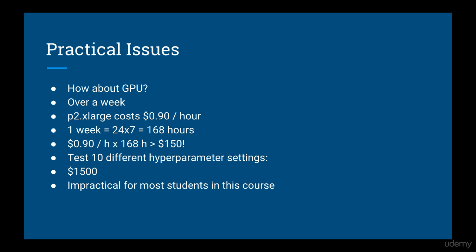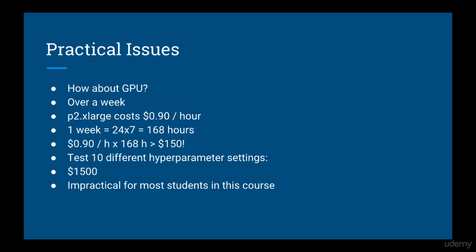Let's do a quick calculation. Suppose you're using a P2 XLarge on EC2, which costs 90 cents an hour. How many hours are there in a week? That's 24 times 7, which is 168 hours. Multiply that by 90 cents. That's over $150, and that's just one training instance.